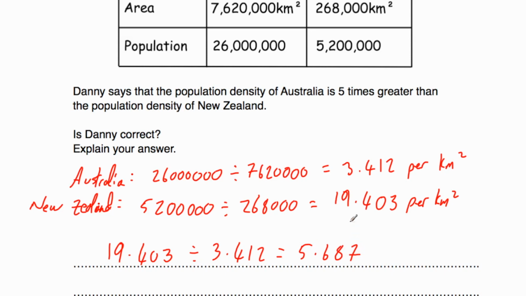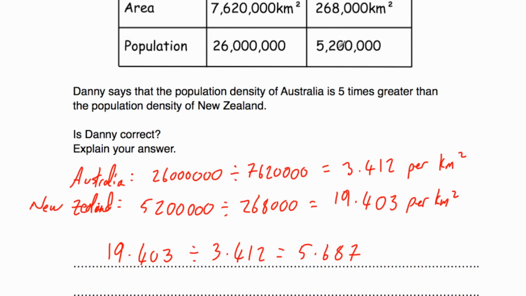Now, Danny said the population density of Australia is 5 times greater than the population density of New Zealand. He's actually incorrect. It's actually the other way around, and it's actually more than 5 times bigger. So the population density of New Zealand is actually more than 5 times bigger than the population density of Australia. And if we look at the question, the population of Australia was 5 times greater than the population of New Zealand, so that's probably his mistake. He's probably just looked at the populations rather than the population densities.